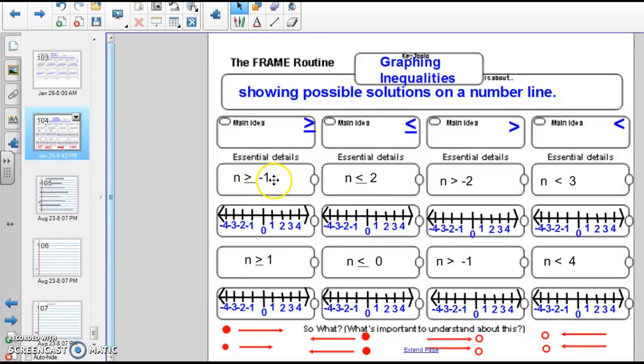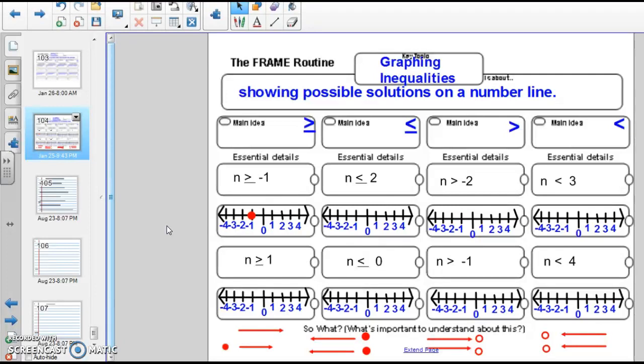We're going to go to this number right here that is written in the inequality, which is -1, and you're going to fill in a closed circle. So pause the video if you need to and do that right now. You're going to fill in a closed circle for -1 because -1 could be the solution of this inequality. So pause your video and do that.